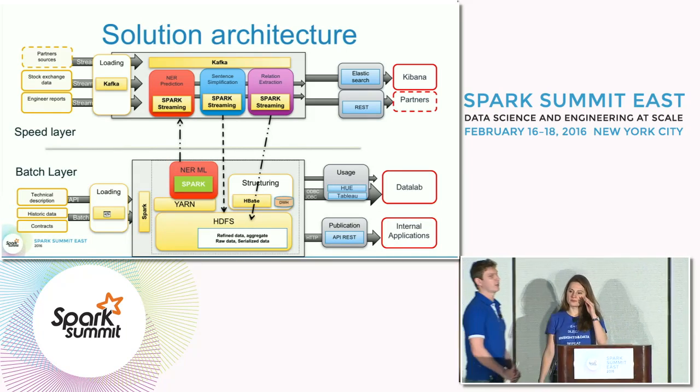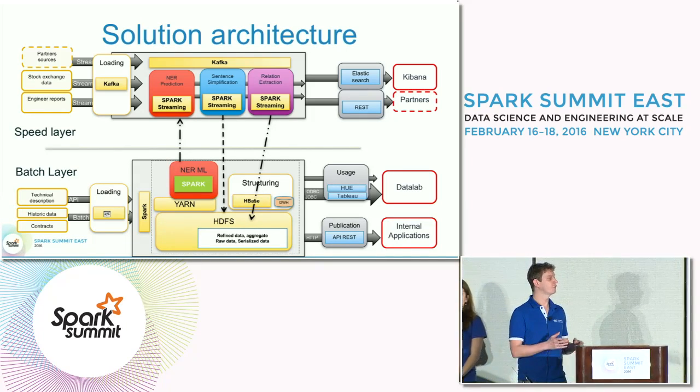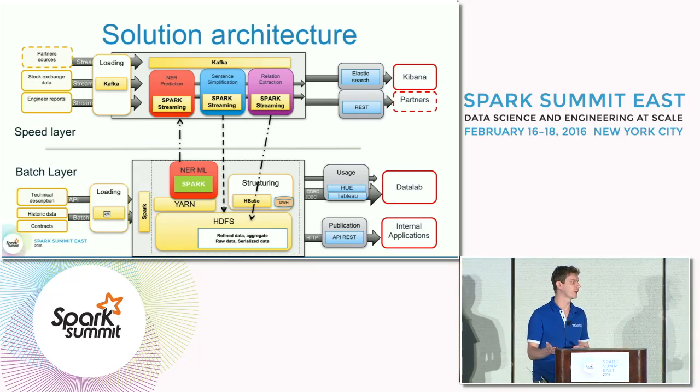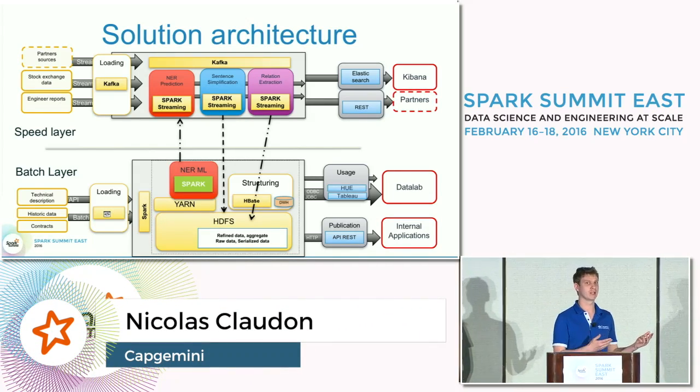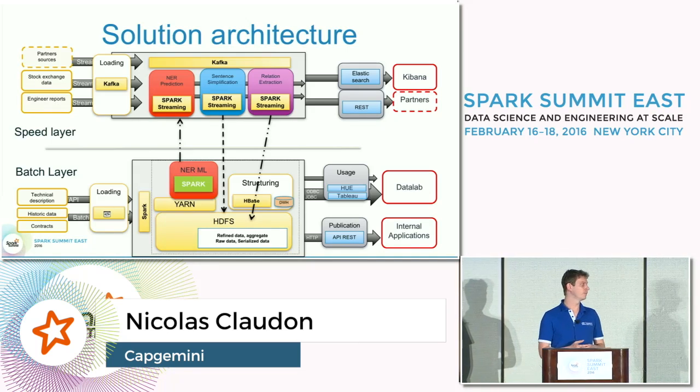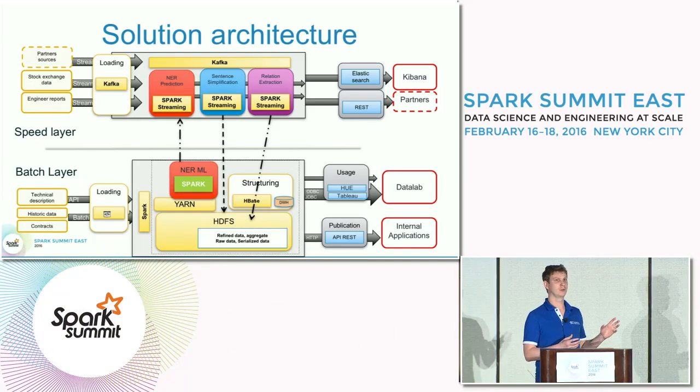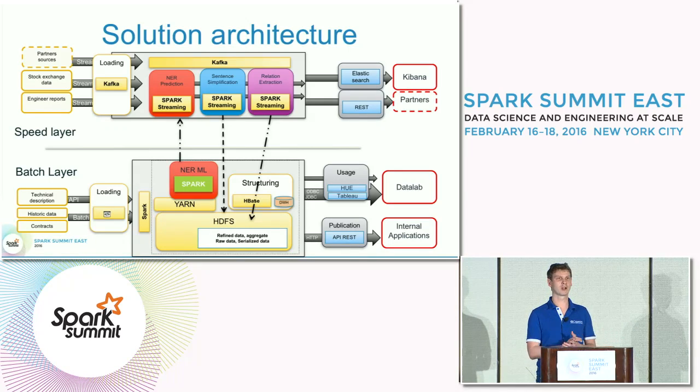Okay, about the architecture we have implemented, it's kind of a Lambda architecture, but without the serving layer. I'm going to introduce the batch layer and the speed layer. About the batch layer, it's on the bottom. You have the document ingestion. The data is not moving a lot; it's always the same data and it's not changing. We have the technical description of the oil pipeline, the historical data, and also the contracts. We are ingesting them with HCP and with NiFi, into HDFS as raw data.